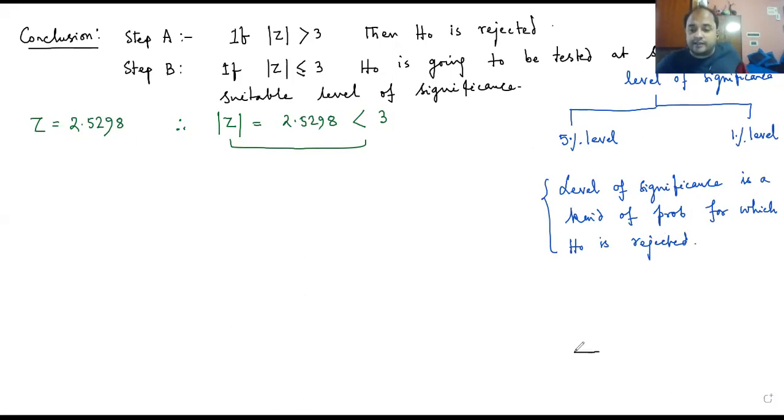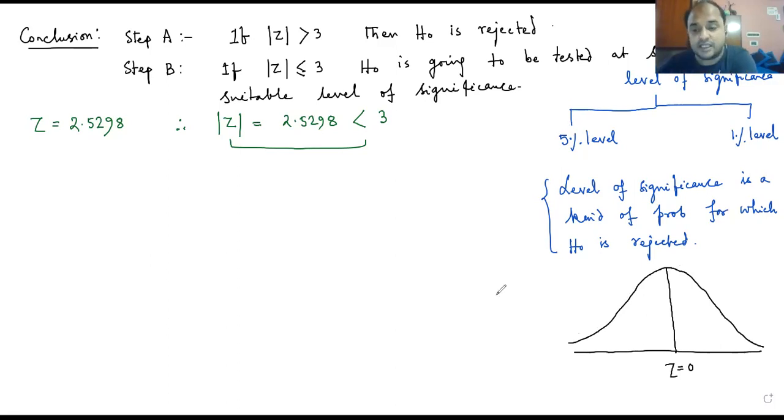Now just look at the figure. Actually, what type of test are we doing? We are doing a normal test. This is called a Z test that we are doing because we are using the standard normal variate formula over and over. This is the Z value. Z value is 0 at the middle. Now 5% level of significance is the thing which is opposite to the confidence level.